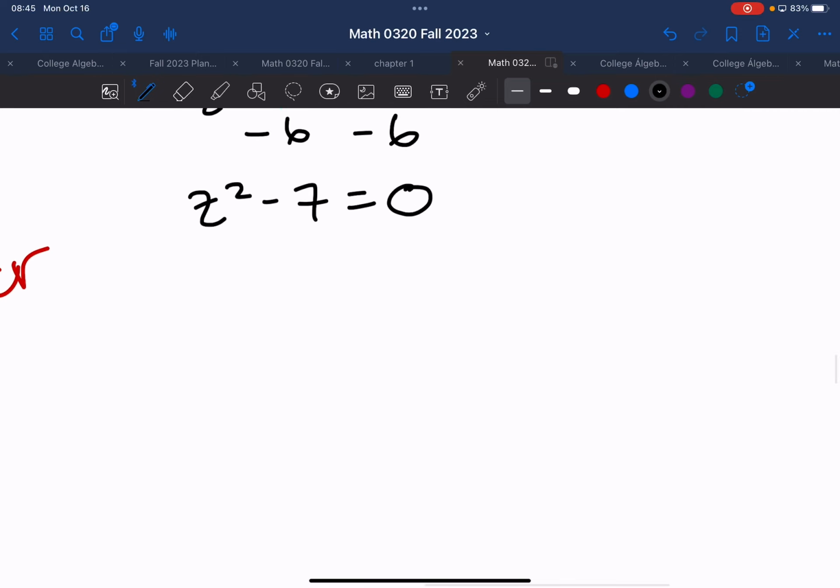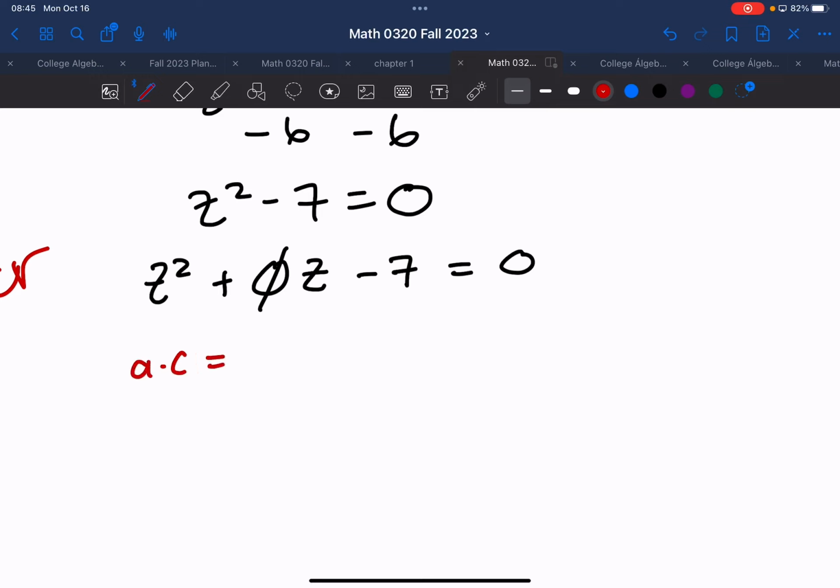Is this still a perfect square? No, so that means instead of factoring this as a perfect square, we have to factor using the what method? The AC method. Meaning this is the same as saying z squared plus 0z, because there's no b value, minus 7 equals 0. So using the AC method, what is my a times c?